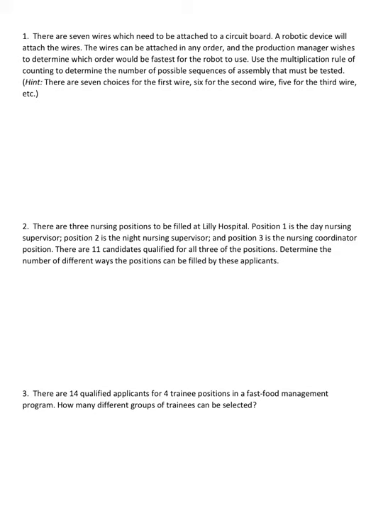Hey guys, let's look at some problems in the trees, permutations, and combinations section of your homework, specifically factorials, permutations, and combinations. There are 7 wires which need to be attached to a circuit board. A robotic device will attach the wires. The wires can be attached in any order, and the production manager wishes to determine which order would be fastest for the robot to use. Use the multiplication rule of counting to determine the number of possible sequences of assembly that must be tested.